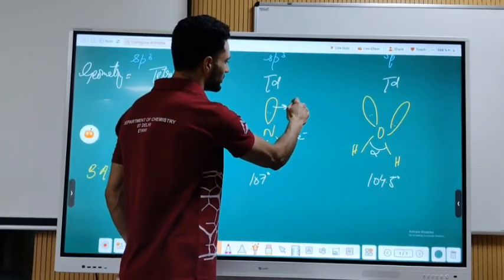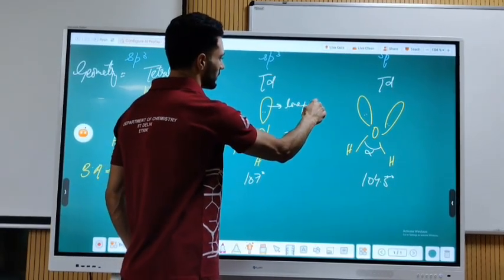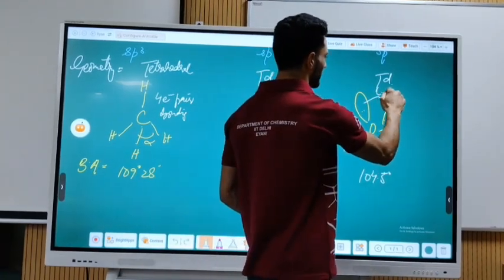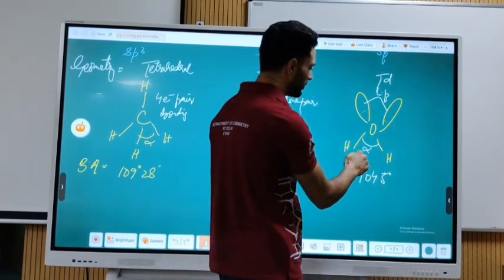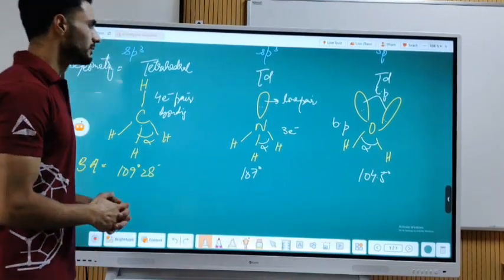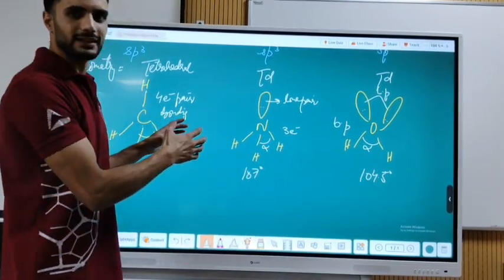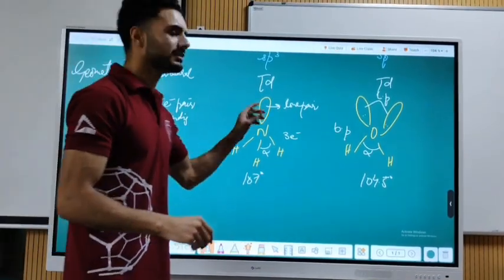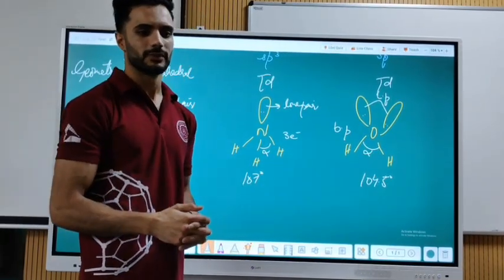We call this electron pair a lone pair. Similarly, in case of water, there are two lone pairs, and there are only two bond pairs, two bond pairs and two lone pairs. So it turns out that the electron pairs are different in case of methane, in case of ammonia, and in case of water.